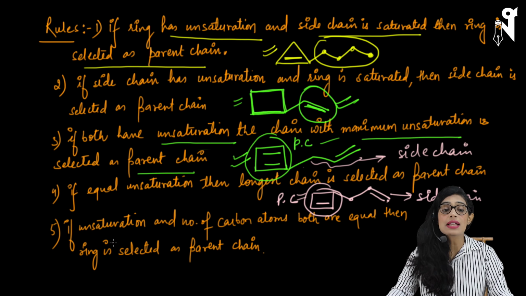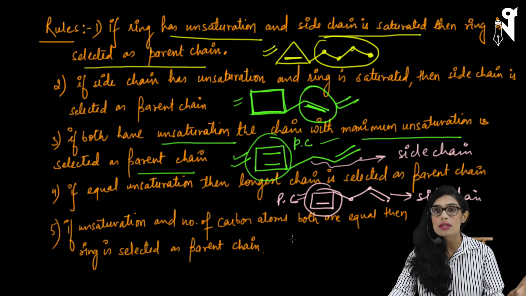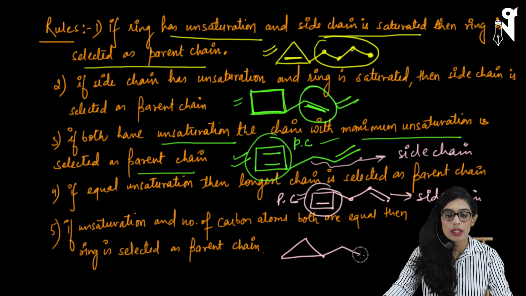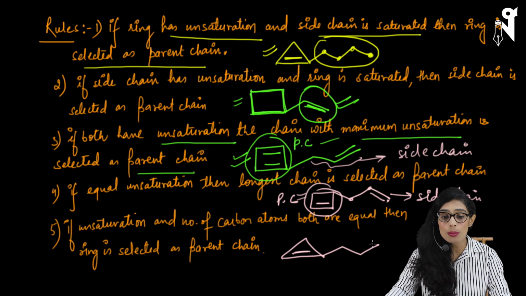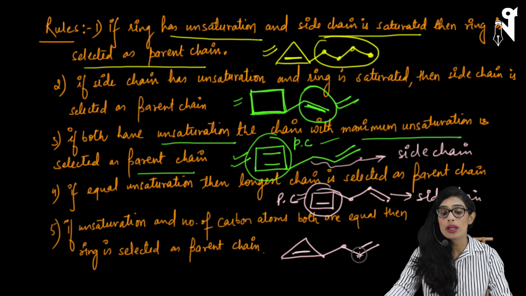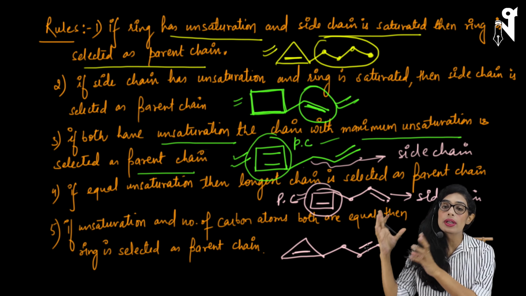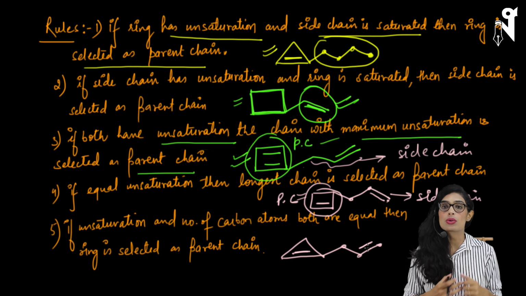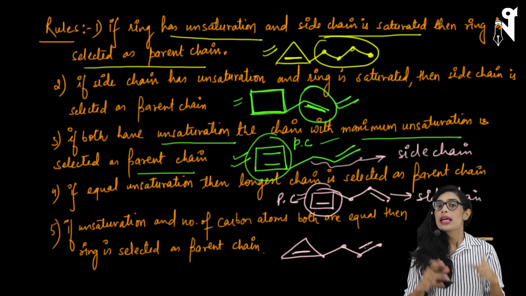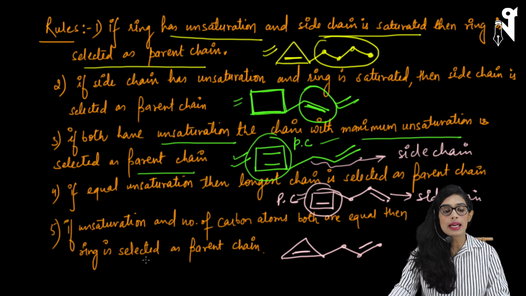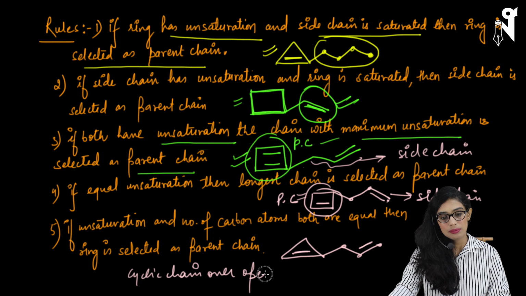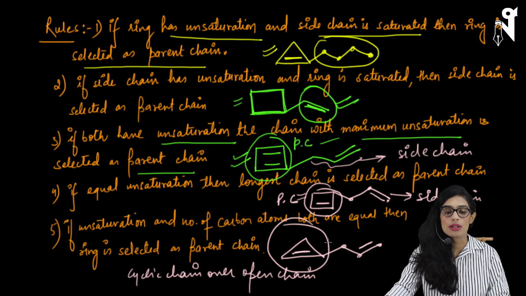Now, the last rule is, if unsaturation and the number of carbon atoms are both the same. Let me take this example. I have a ring with 3 carbons and 1 double bond, and I have an open chain with 3 carbons, again with 1 double bond. So here you have a double bond in the open chain, a double bond in the cyclic chain also, and the number of carbons is also the same. Then how will you decide? In that case, you will always prefer the cyclic chain over the open chain, and hence your cyclic chain will be taken as the parent chain.